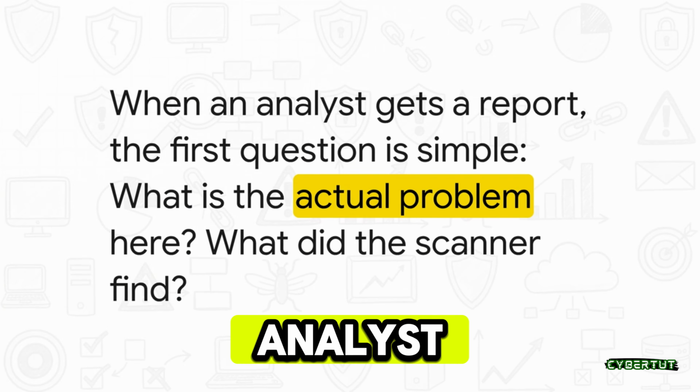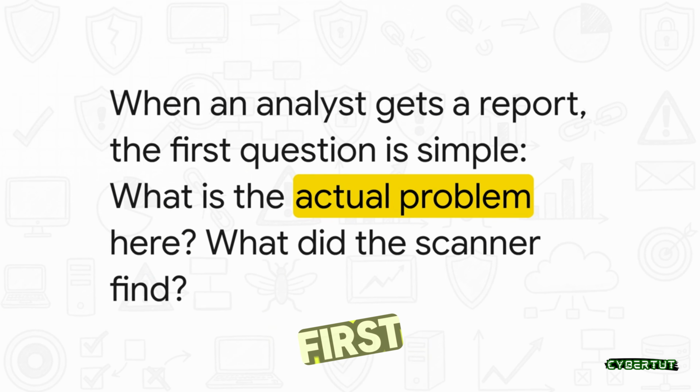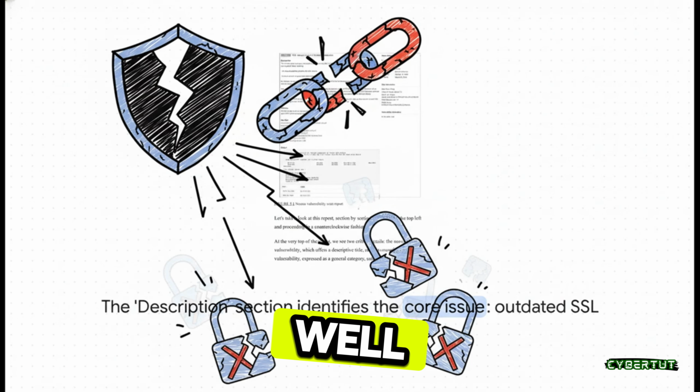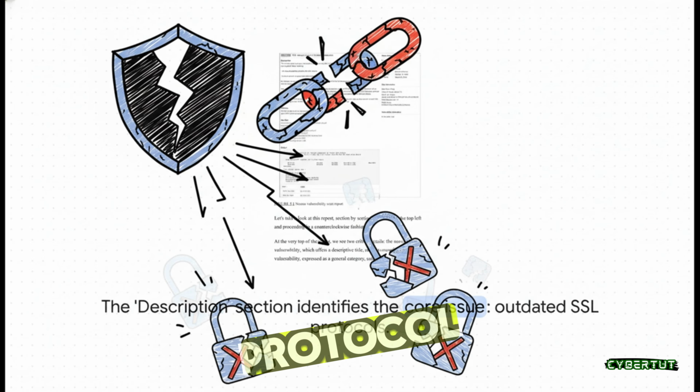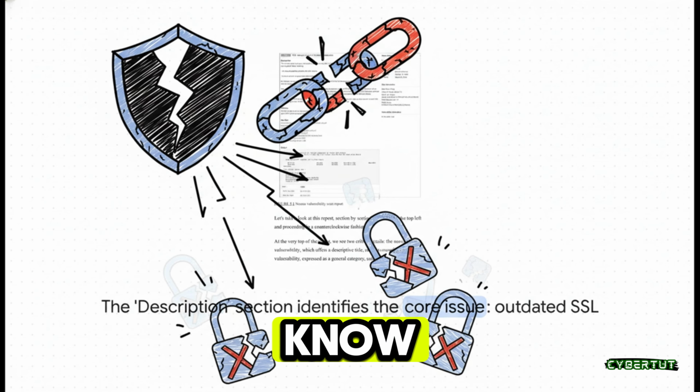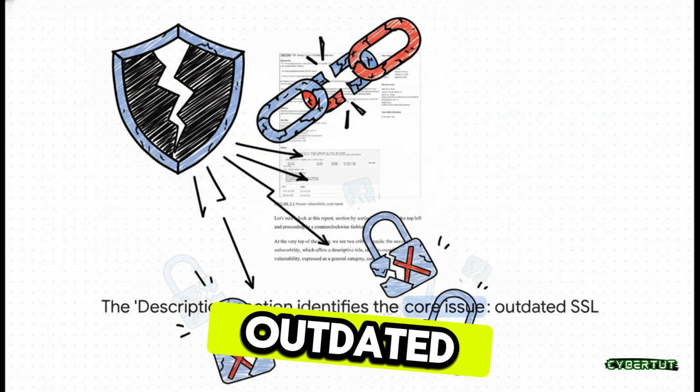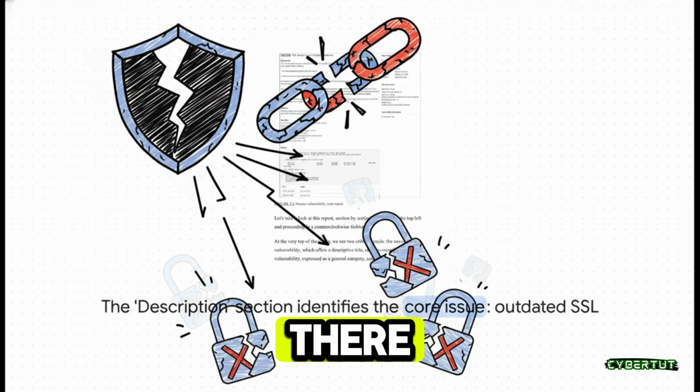So when a security analyst gets a report like this, their very first job is to cut right through all the noise. They need to answer one simple, fundamental question. What is the actual problem here? What did the scanner find? Well, the answer is usually right there in the description section. And this one tells us that the server is using old, really insecure versions of a security protocol called SSL. You know, the thing that's supposed to encrypt internet traffic. Using that old, outdated version, that's our problem right there.